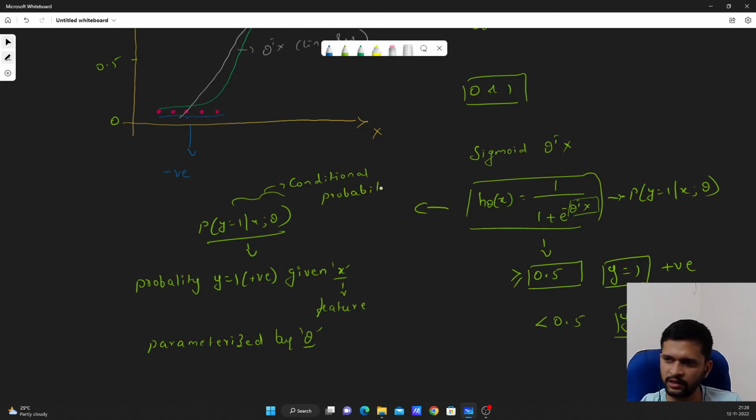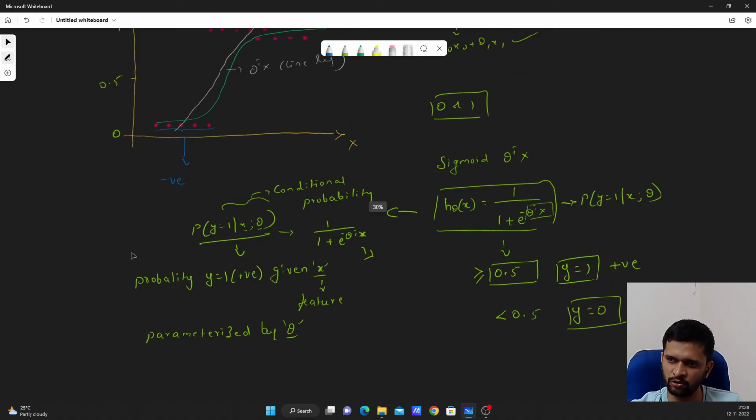So what is the condition given here? We are already given x and the parameters theta. Using these, we apply our hypothesis with e power minus theta transpose x, and the output will be the probability that this particular x belongs to the class y equal to 1. So that's what our logistic regression function looks like.